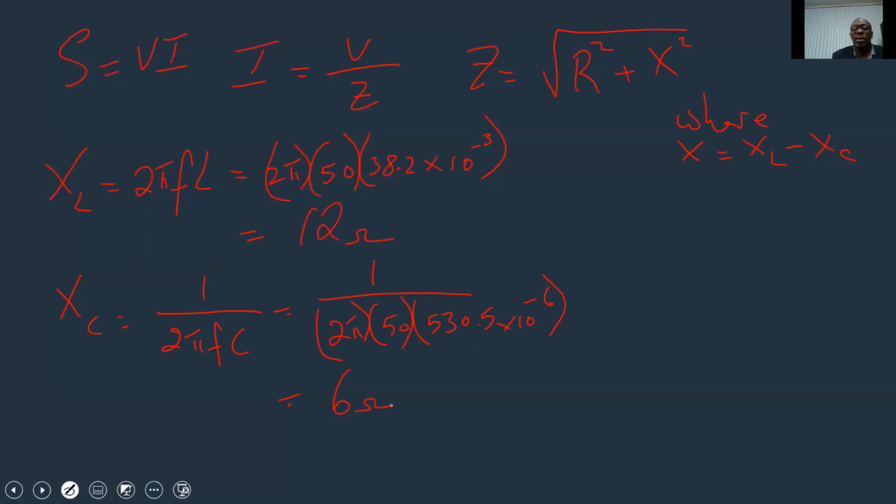So the impedance of our circuit, Z, is equal to the square root of 8 squared plus 12 minus 6 all squared, and that is 10 ohms. So we have the magnitude of our impedance. We can use this to determine our current. For our current, I is equal to supply voltage divided by our impedance, which is 30 over 10, which is 3 amperes.